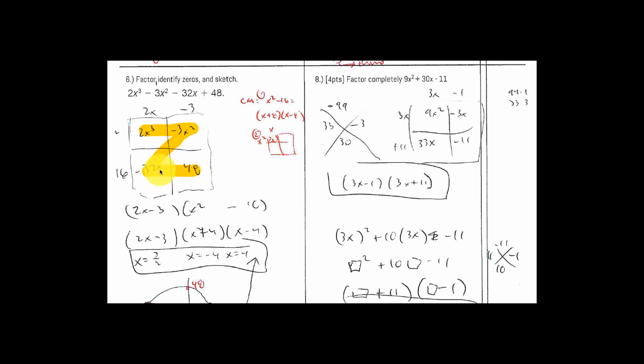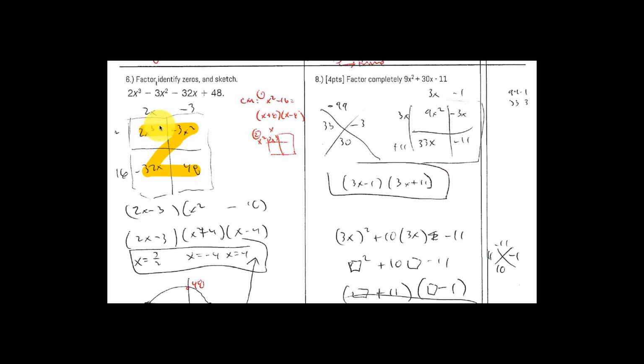Then what I'm going to do is just figure out my GCF here. That is an x squared. This direction is a 2x, and this direction is a negative 3. And that negative 3 right there kind of gives me that hint. And then the GCF going this way is 16. Remember, multiply to check your answers.